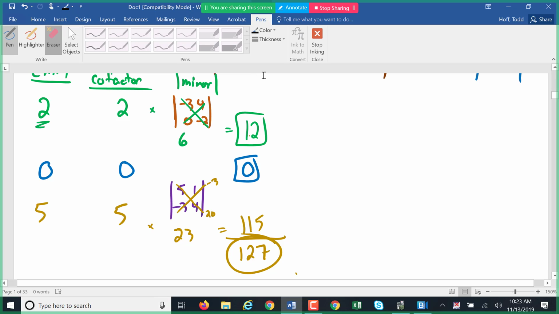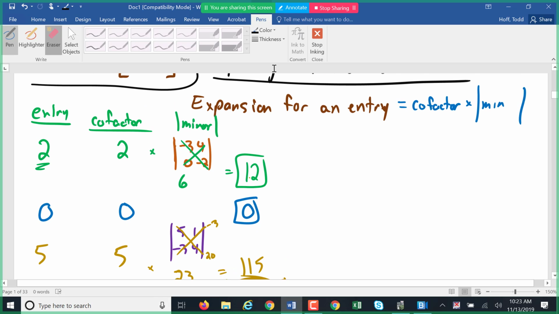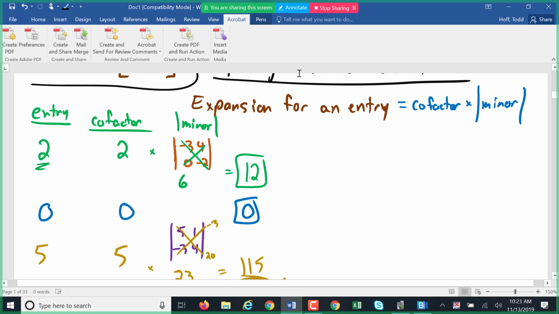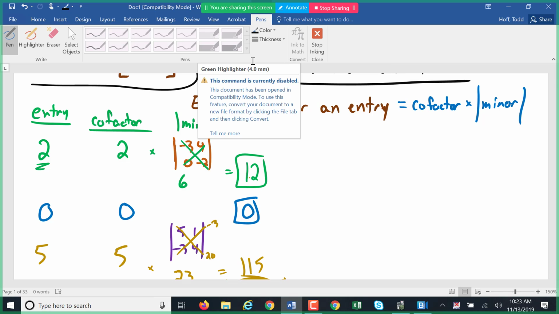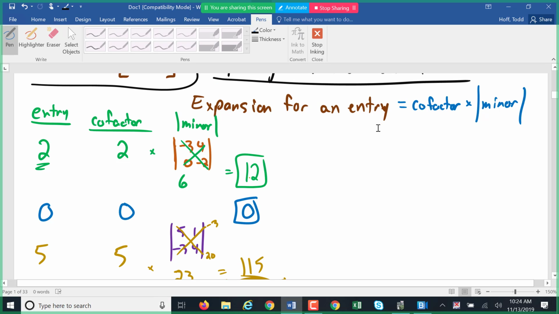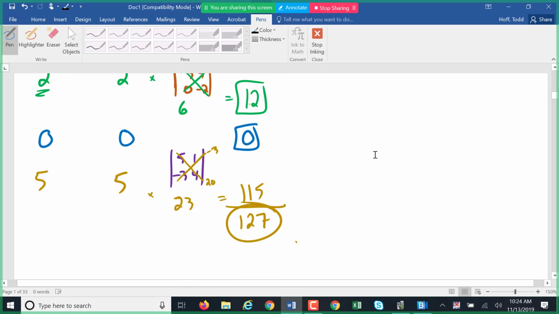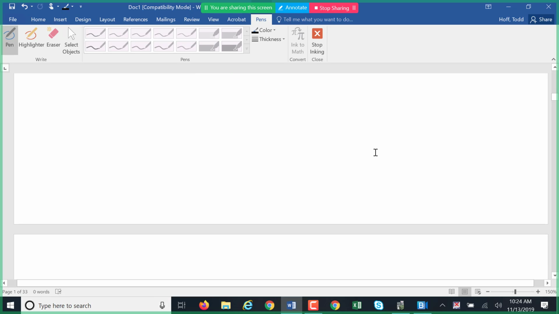I'm never going to force you to use an expansion by minors, but the reason I show it to you is, in this class, I'm never going to ask you to find a determinant of something larger than 3 by 3. But for any matrix larger than 3 by 3, you cannot use the diagonal method for finding the determinant. So you have to expand it by minors. The problem with that is it gets pretty ugly, because if you have, let's do a 4 by 4.